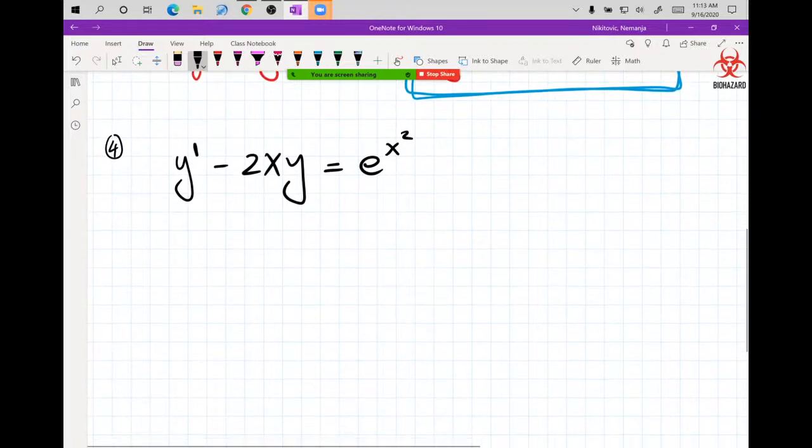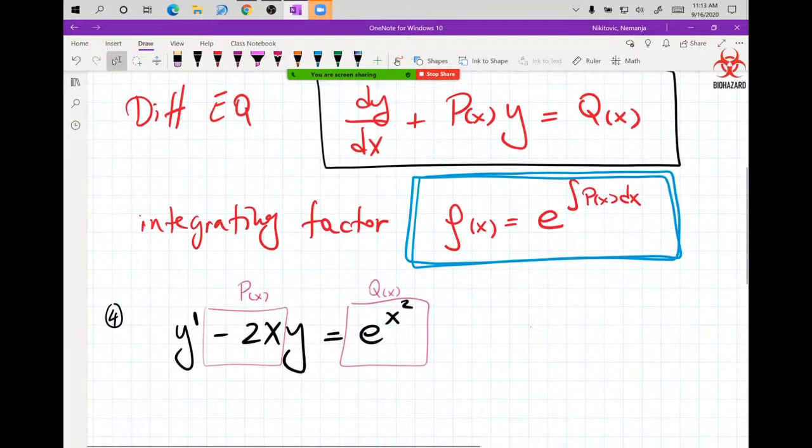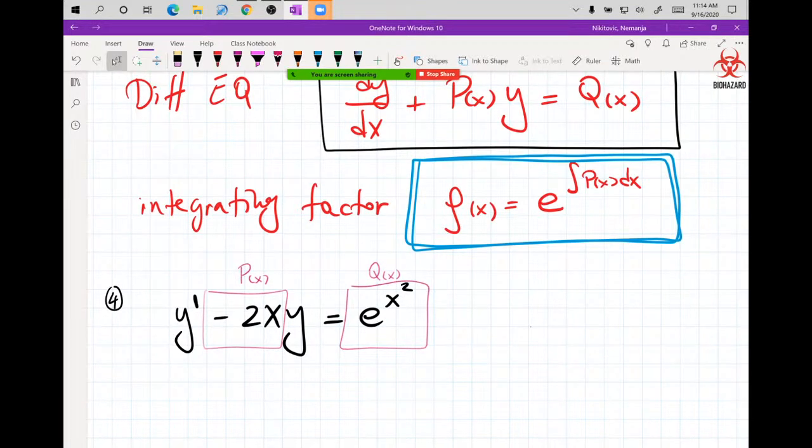Now, for this particular problem, I am going to immediately say, well, this is already in a good form. I have my p of x right here. Here's my q of x. I don't need it, but there it is. Note that I included the negative in this p of x because the original form for the problem is plus p of x, and you have a minus in the problem. So you have to include it.